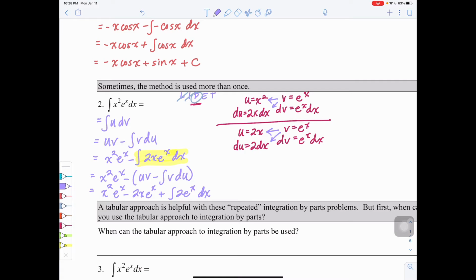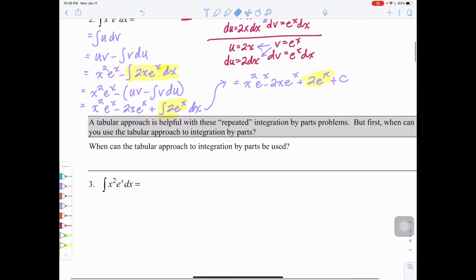Well, we're almost there, because now we can say that that's equal to x squared e to the x minus 2x e to the x plus 2e to the x plus a constant, because the integral of 2e to the x is 2e to the x. Now, you could see that if I gave you x to the 15th power e to the x, you might be integrating all day long through breakfast, lunch, and dinner. So we do need a quicker way.